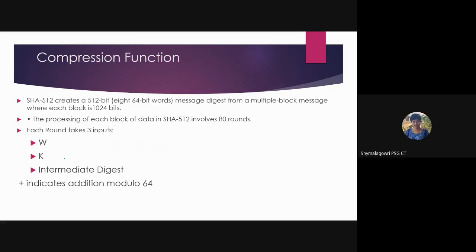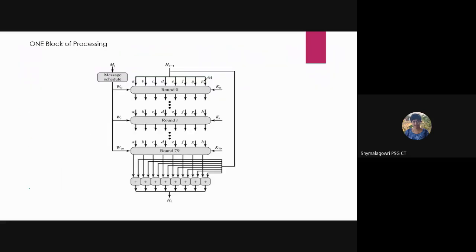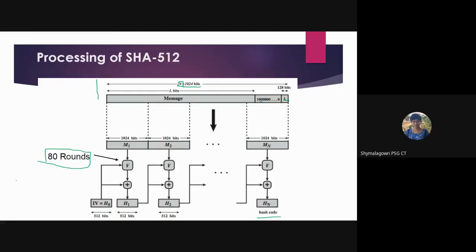So this compression function usually takes 80 rounds, and each round takes 3 inputs. One is the W word that we discussed, the other is the K constant, and the intermediate digest. Here the plus always indicates addition modulo 2^64. So one round, one block of processing. One block here denotes this part of the diagram.